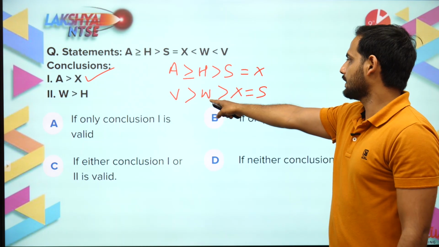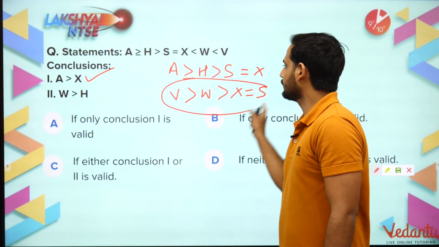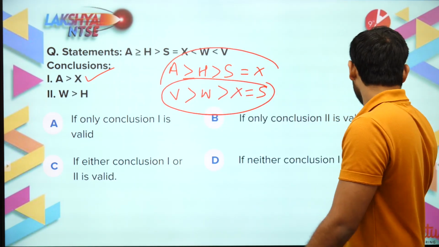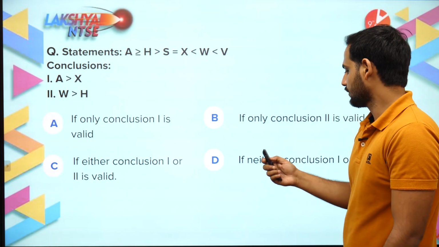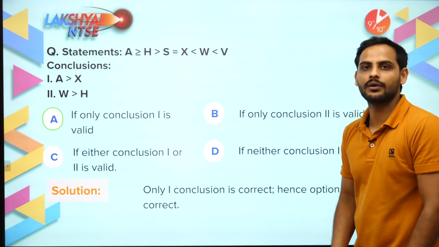W is greater than H. Do we have a link between W and H? Nope. You can see there is no link between these two series. So I can say only conclusion 1 will be true. Understood? So this is how you have to figure out these questions.